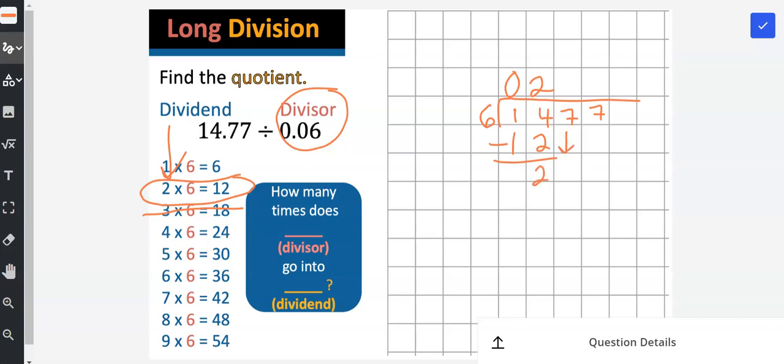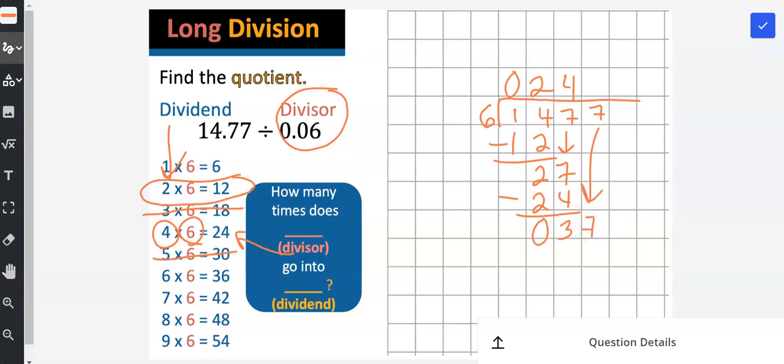Then brother, bring down a 7. Then Dad has a question. How many times does 6 go into 27? Well, I look at my chart again. 30 is too much, so I'm going to use 24. And that's 4 of the 6's. So mommy multiply would mean I take 4 and multiply it by 6 and get 24. Sister subtract, 27 minus 24 is 3.